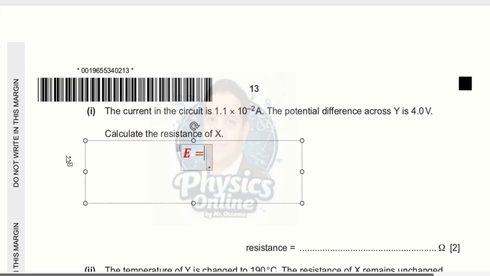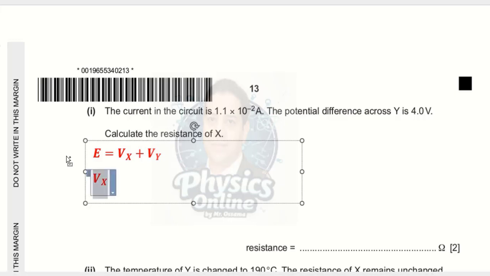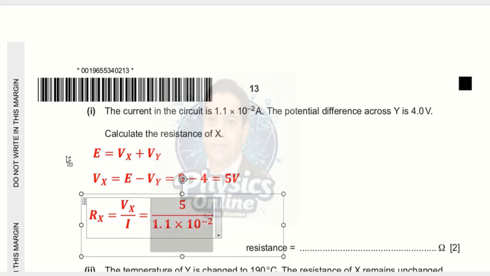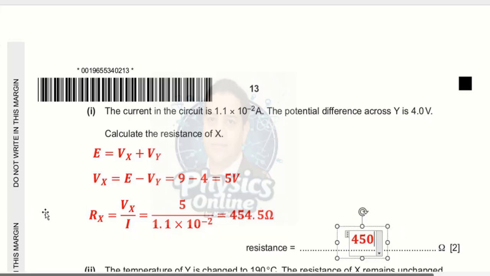E equals Vx plus Vy. So Vx, the potential difference of X, equals E minus Vy. 9 minus 4 equals 5 volts. Now we find Rx equals Vx over I. Vx, as we found, is 5, and the total current is 1.1 times 10 to the power negative 2, which gives a resistance of about 454.5 ohm. Final answer: 450 ohm.